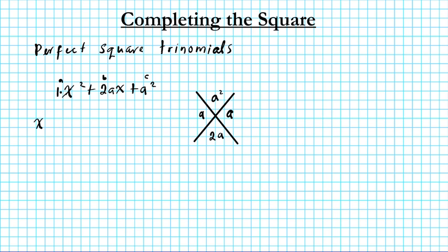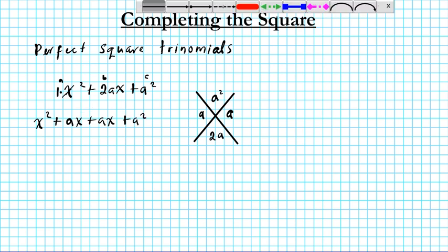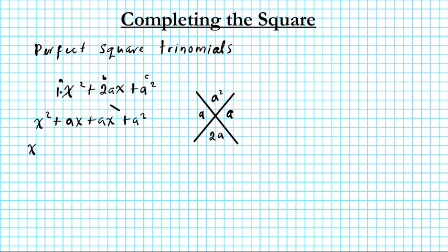So if I have x squared plus ax plus ax plus a squared, I can factor this by grouping. From the first two, I can factor out x, and I'm left with x plus a. On the second two, I can factor out a, and I'll be left with x plus a. If I factor out the common term, I'm going to have x plus a on the outside and x plus a on the inside. Since they both repeat, you have x plus a squared.